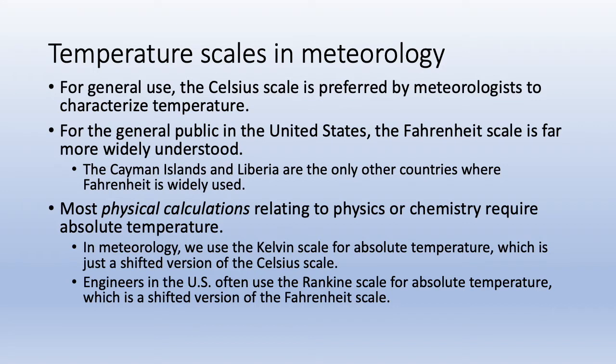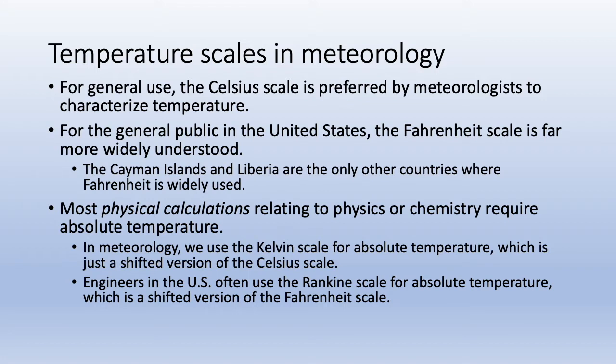So in meteorology, we use the Kelvin scale for absolute temperature, which is just a shifted version of the Celsius scale. By shifted, I mean the size of the degrees are the same. So a 1 degree change in Kelvin is the same as a 1 degree change in Celsius. The only thing is we've shifted it so that rather than the 0 point being at the freezing point of water, as it is for Celsius, the 0 point is now at absolute zero.